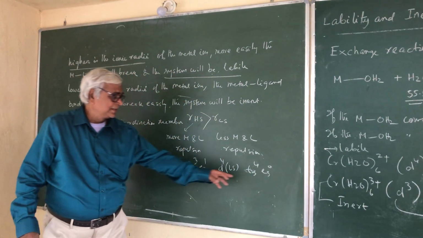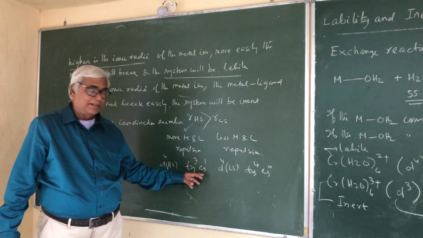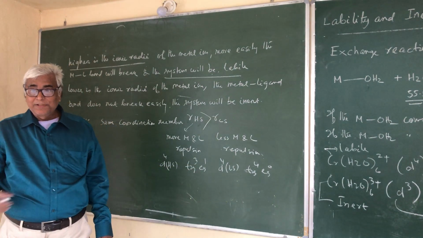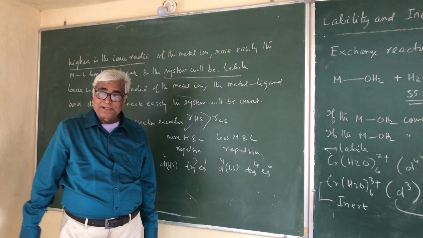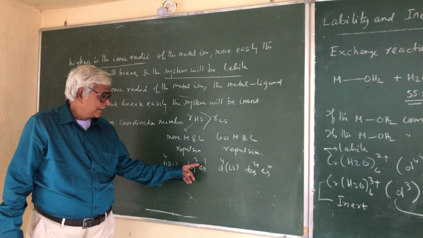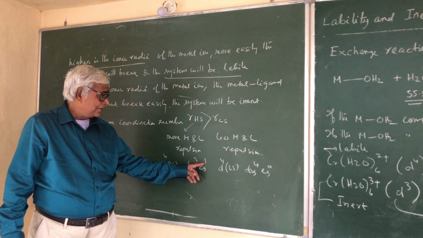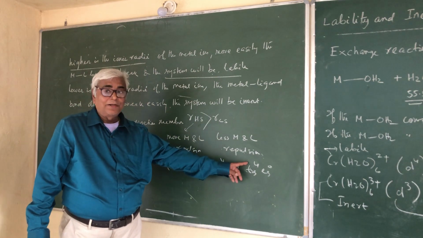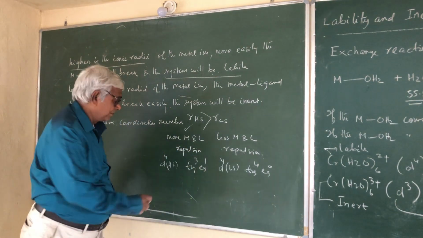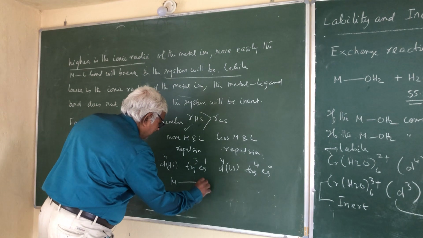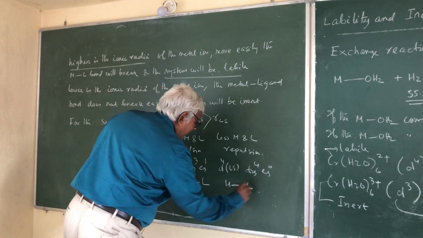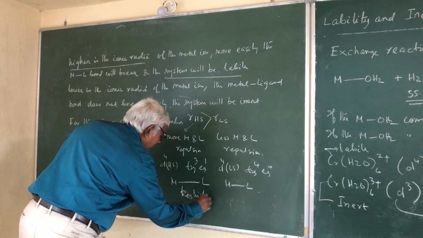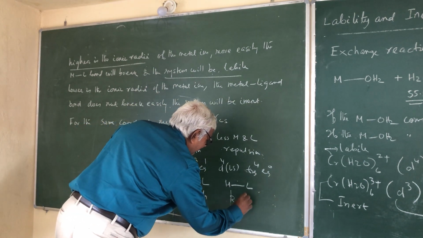So compare this and this. Here the ligand, here the electron is in eg orbital. Because the ligands are approaching the metal ion along the x-axis, y-axis and z-axis, here repulsion between metal ion electron and ligand electron will be more. Here repulsion between metal electron and ligand electron will be less. So the metal-ligand bond will be longer here, and shorter here. So K exchange here will be high, and here K exchange will be low.